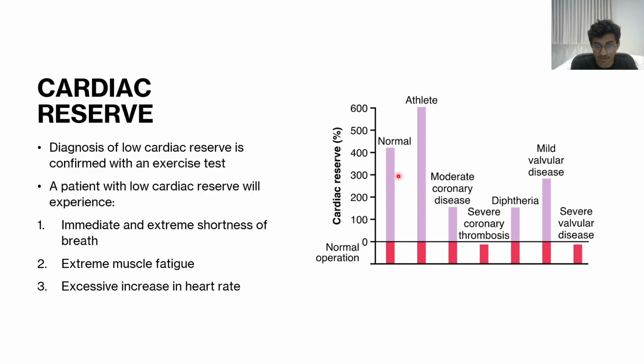Now, these are examples of diseases. Of course, an athlete will have a higher cardiac reserve because their heart is trained to have that. But the other diseases, they will have low cardiac reserve.